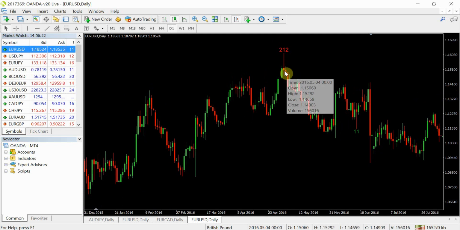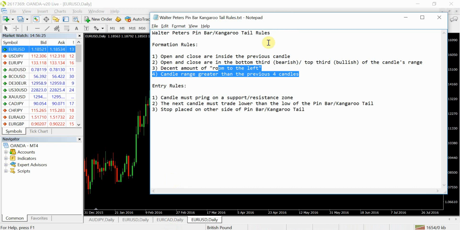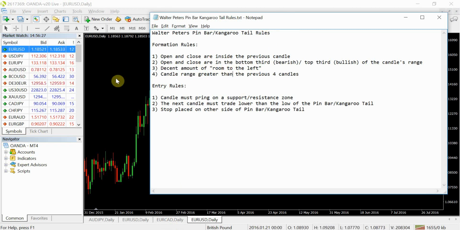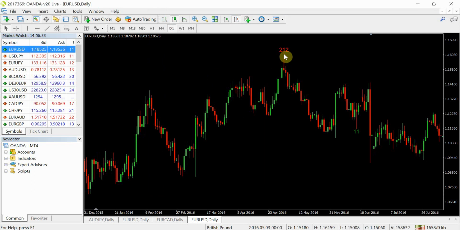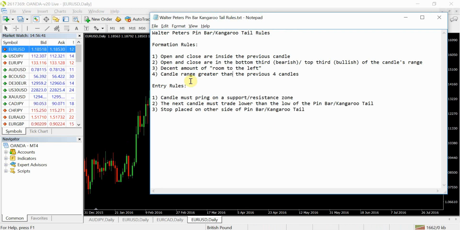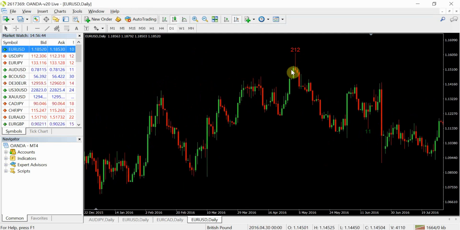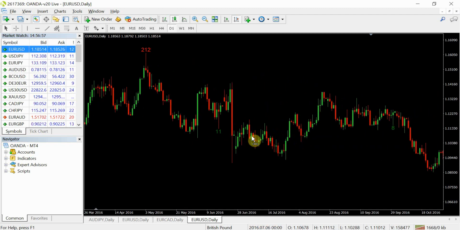So if we just go through the rules: open and close inside the previous candle, open and close in the bottom third. Yep. Decent room to the left. So price of the top 25% of this wick, price hasn't touched it for nearly a year. Yeah, a long time. And the candle range is greater than the previous 4. Well, it's probably more than that. It's more than a lot of the candles, probably 10, 20 candles. So that is a strong indication that price is going down, and price hasn't gone down there since for a long time, as you can see.